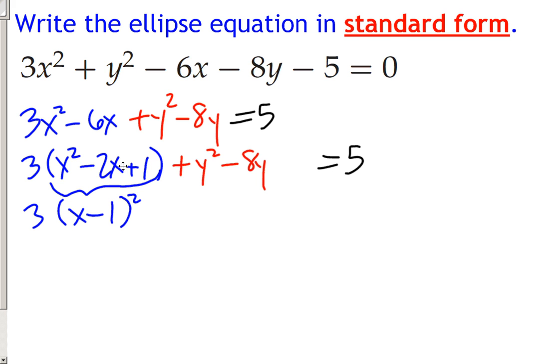And then don't forget, what you do to one side, you got to add to the other. So you're not adding just a 1 over here, it's 1 times 3. So you're really adding a 3 over here.